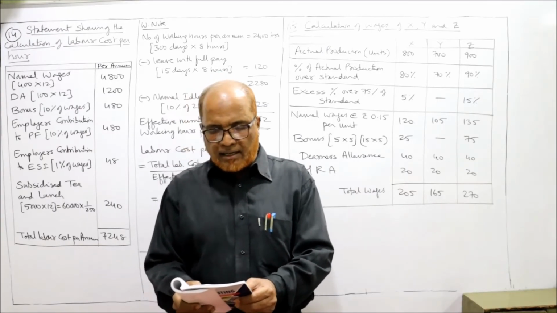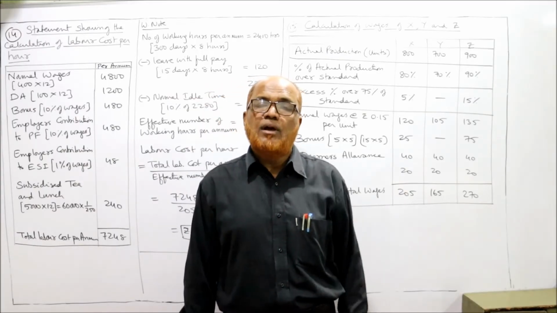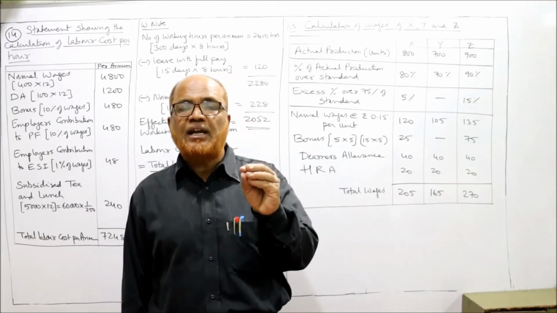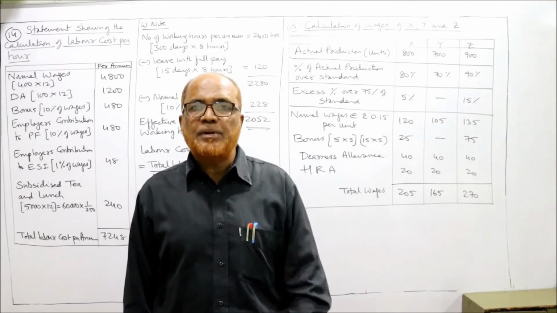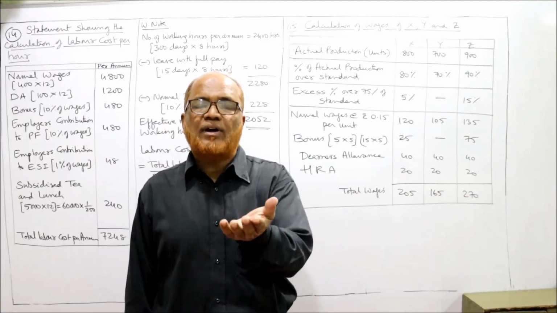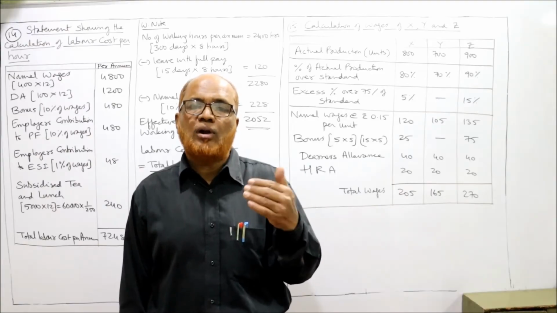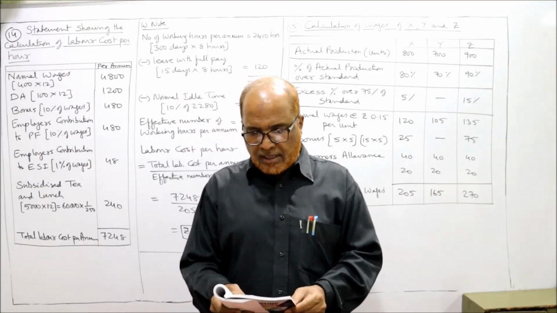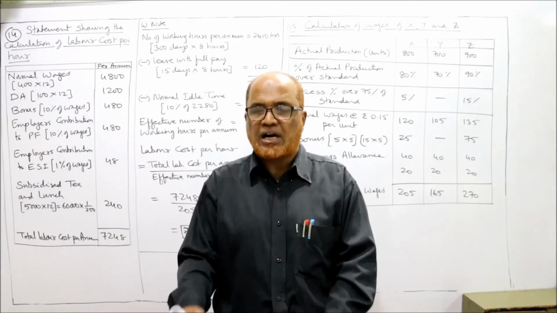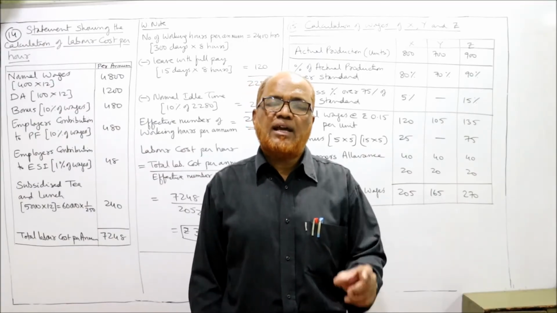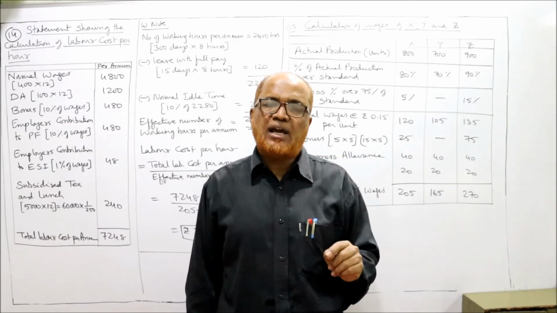Then the worker is entitled to earned leave on full pay for 15 days during the year. During the whole year, for 15 days the worker can avail leave with full pay. That means payment will be made, but the worker will not come to office because he is on leave with full pay. Then the number of working days in a year should be taken as 300 of 8 hours each. So we can take a year as consisting of 300 working days and each day 8 hours.